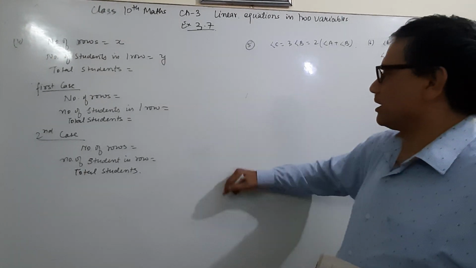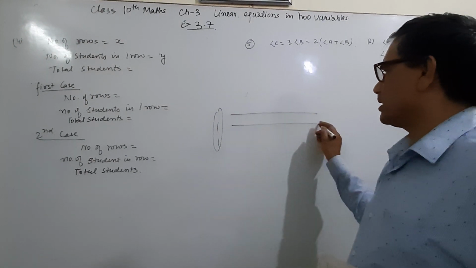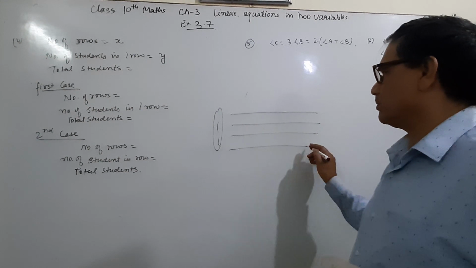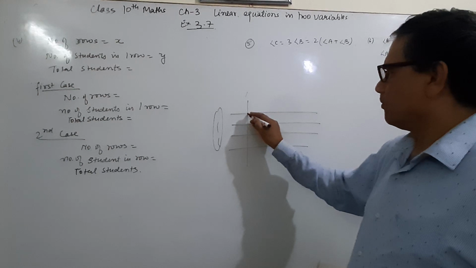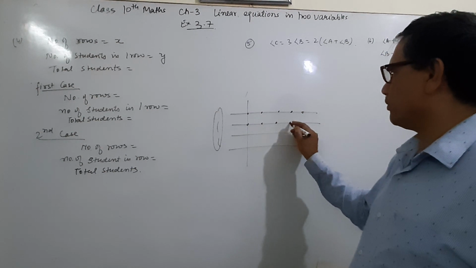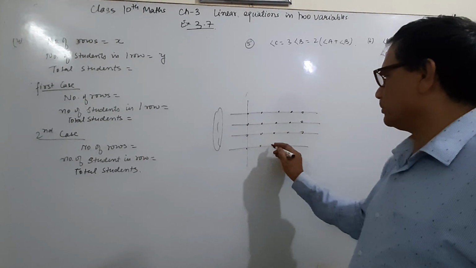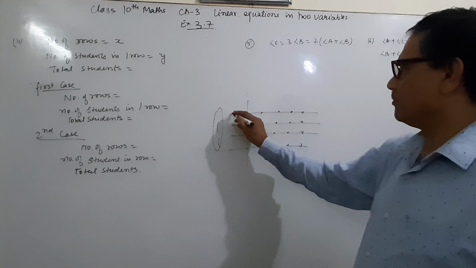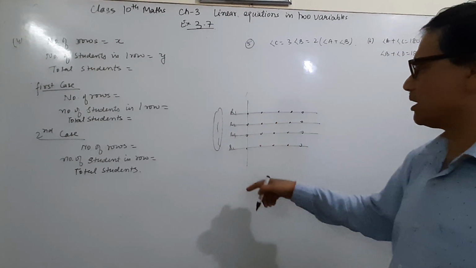If I am checking from here, the teacher is standing. This is one row, this is second row, this is third row, and this is fourth row. Number of students in one row: 1, 2, 3, 4, 5. Same in each row. It means this is row 1, row 2, row 3, and row 4. How many rows are there? 4 rows.